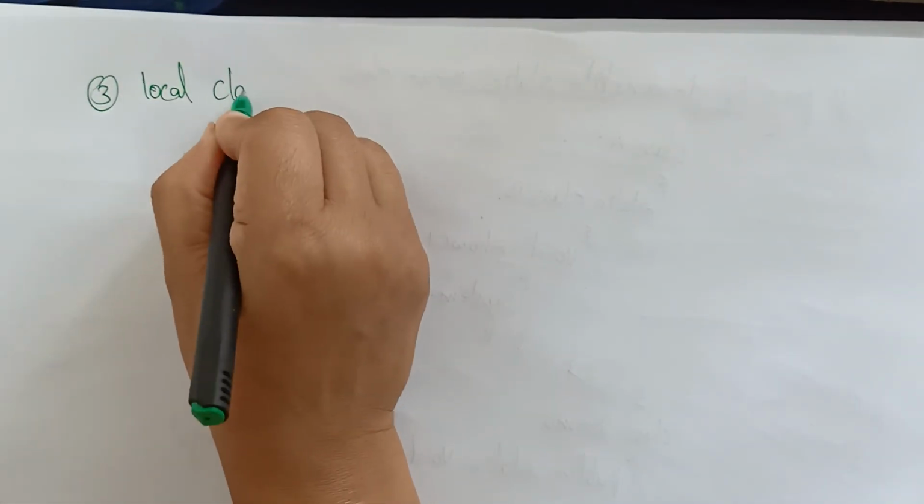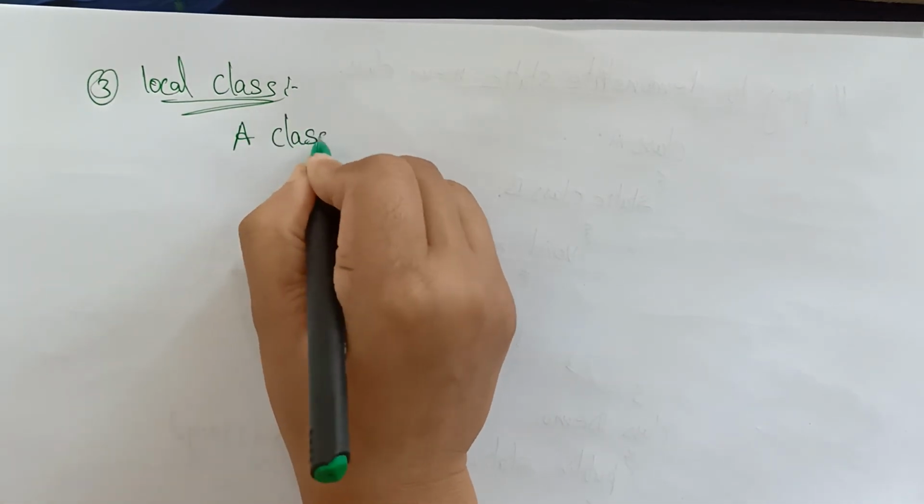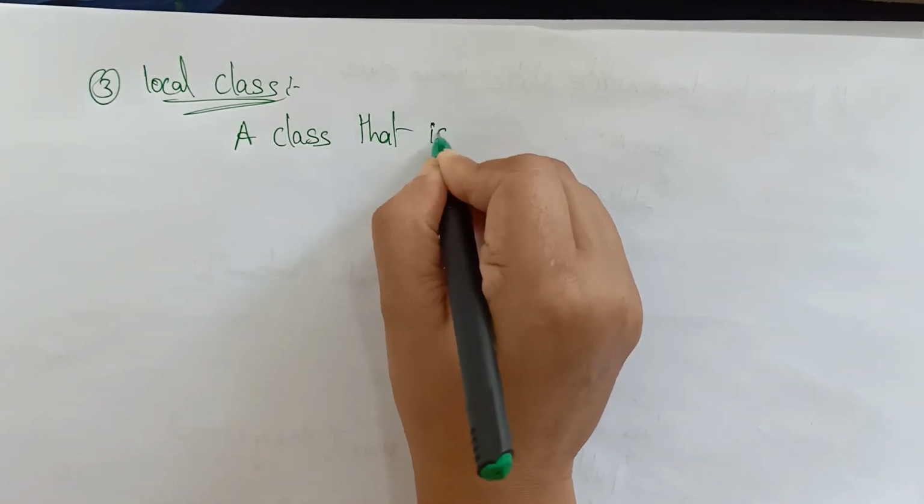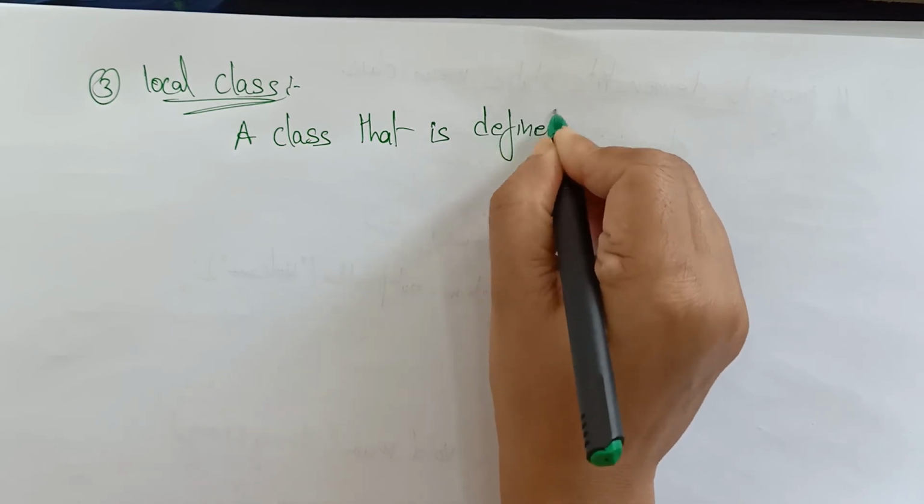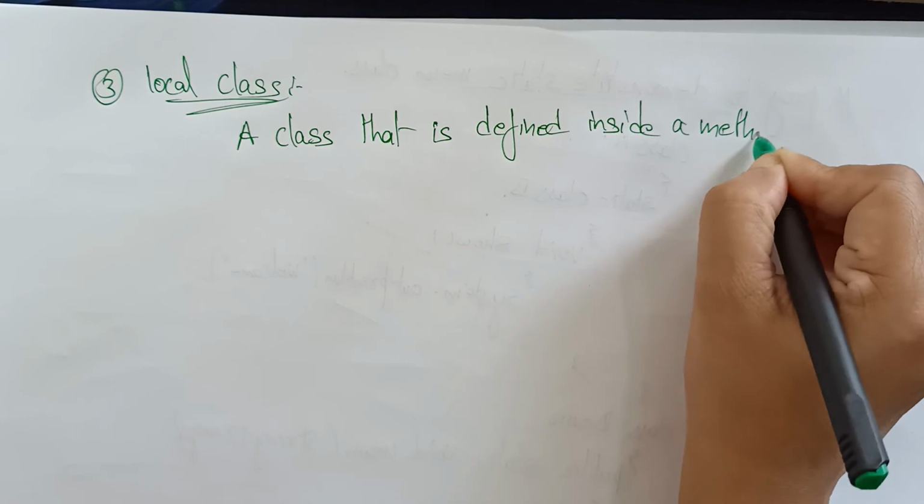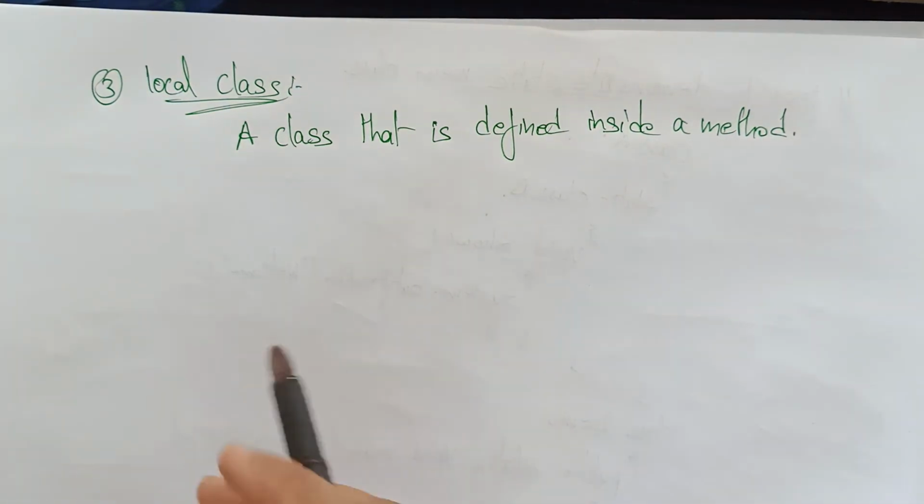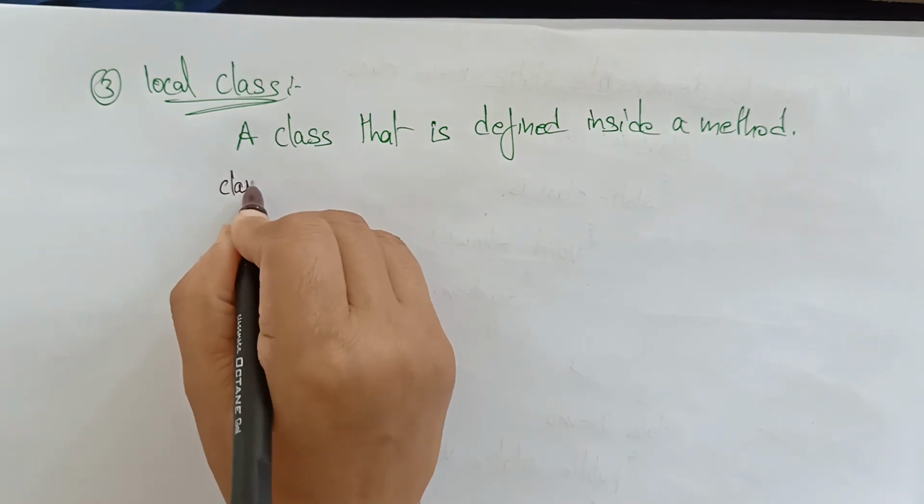Now let me explain you the next one, local class. It's the third one. It's a local class. So what is a local class? A class that is defined inside a method. See here. A class that is defined inside a method. Inside a method, we call it a local class. So what is this inside a method? Let me explain you. So let me take the class demo.